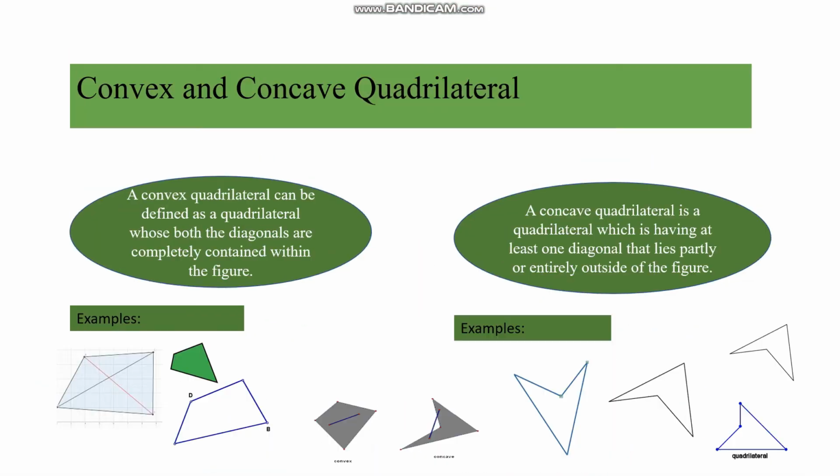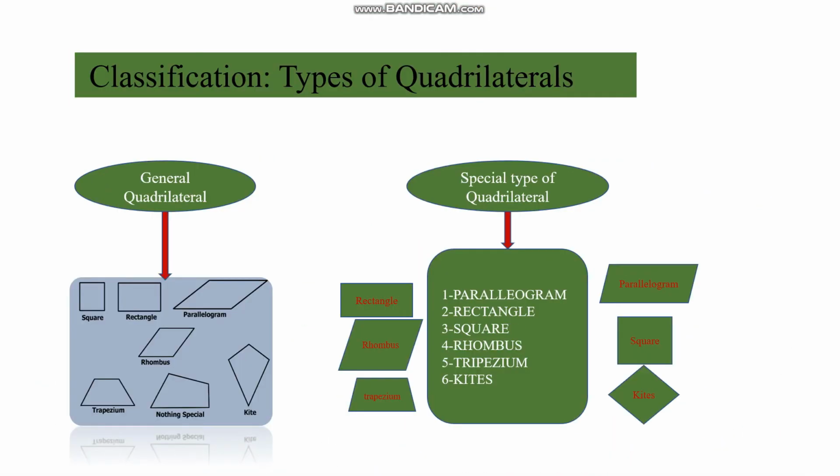Now the next point is the classification of the quadrilateral. There are two classifications of quadrilateral. The first one is the general quadrilateral, and the second one is the special type of quadrilateral. The general quadrilaterals are those in which there is nothing special. But special type quadrilaterals are those in which there is something special related to the sides, related to the angles, related to the diagonals.